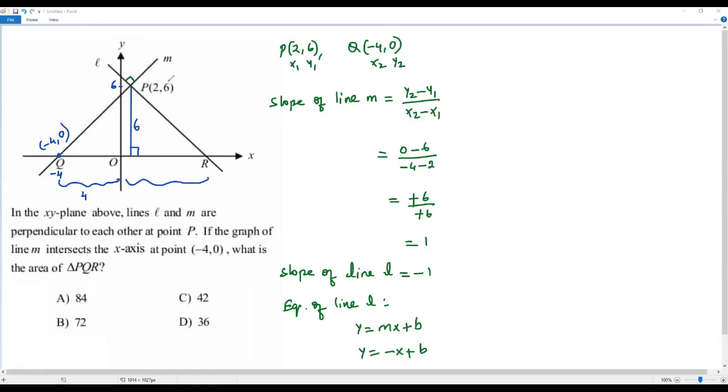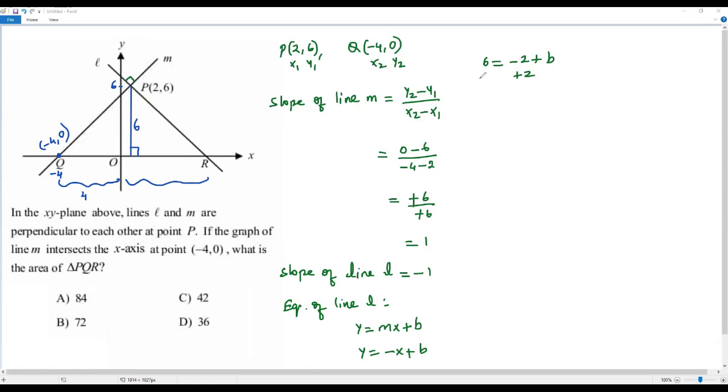So here P of 2, 6 is a point we have on the line L. Actually, this is the point of intersection and we have this point on both the lines. Anyway, we have this point on the line L. So we can plug in this point 2, 6 into this equation. That is, we plug in the x coordinate 2 for x and the y coordinate 6 for y over here. Then I'm getting 6 equals negative 2 positive b.